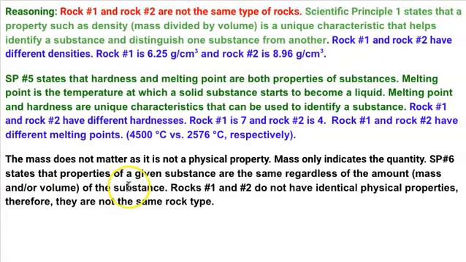So let's look at the hardest part, the reasoning. So the very first thing you always want to do in a reasoning is restate the claim. Rock number 1 and rock number 2 are not the same type of rocks. Okay, so now that you've done that, you've got to talk about each of the scientific principles. So notice right here, I actually bring up scientific principle number 1. I state it, or down here I say SP number 5. You want to tell me that, hey, scientific principle number 1 is important.